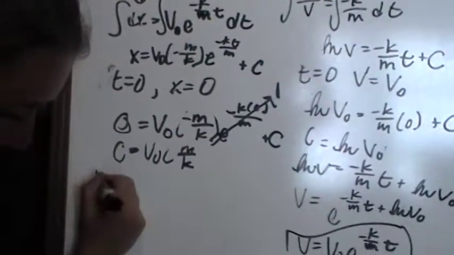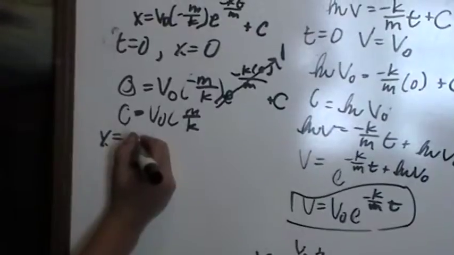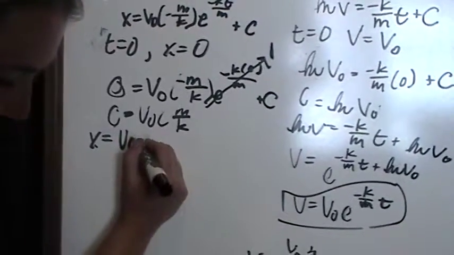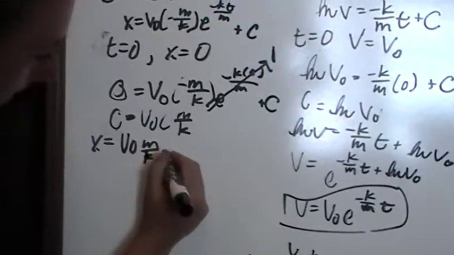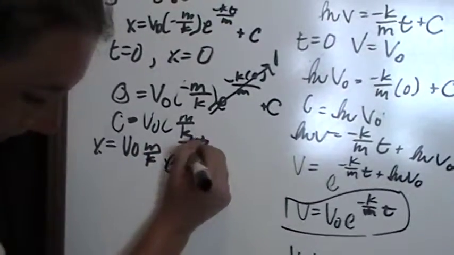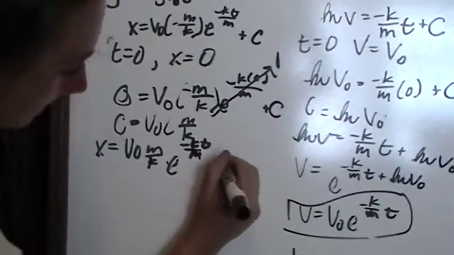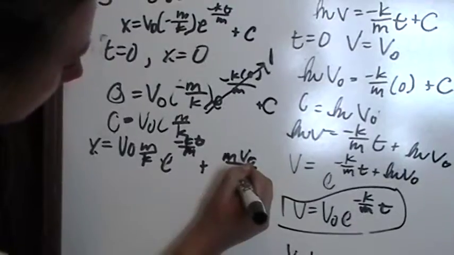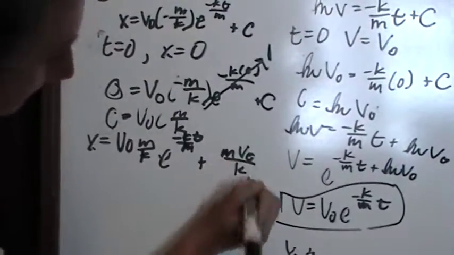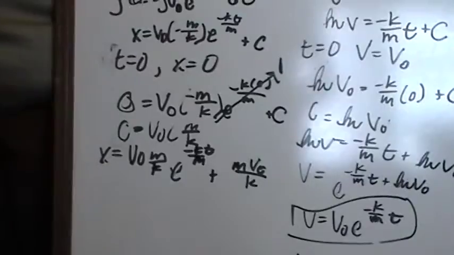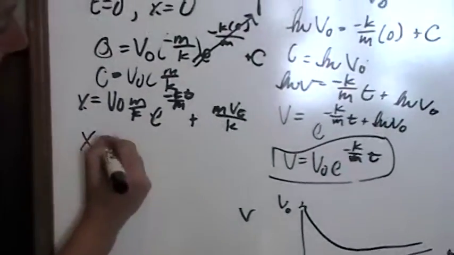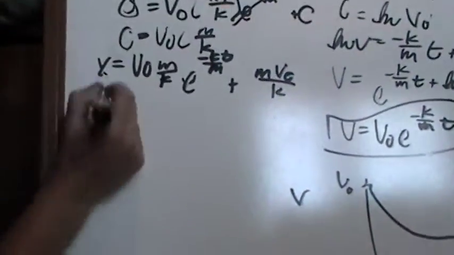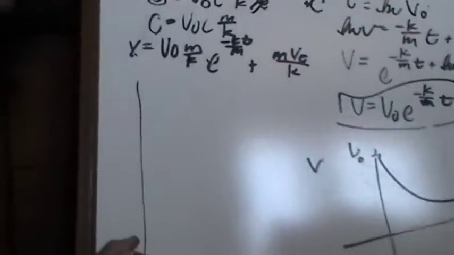So now the equation becomes x equals v naught m over k e to the negative k t over m plus m v naught over k. Okay, now putting it all together, we get that x equals... just kidding, we just put it all together. What am I saying? Okay, now the graph.